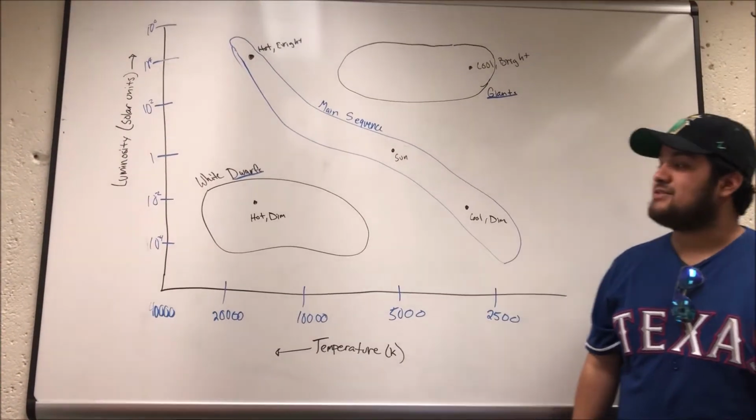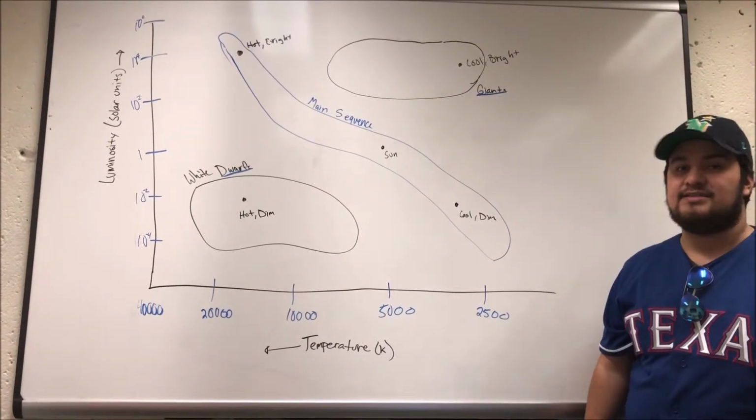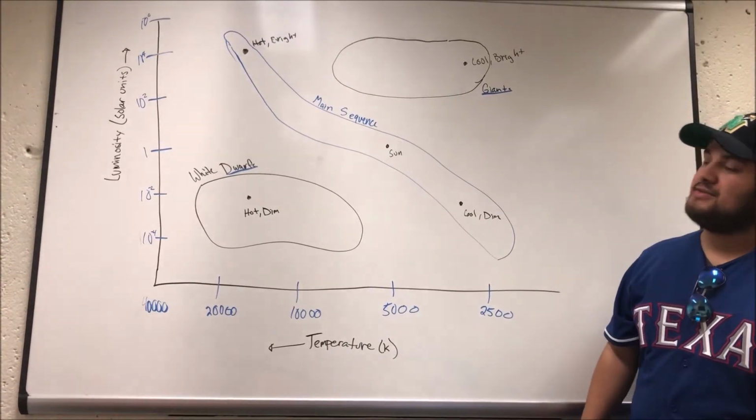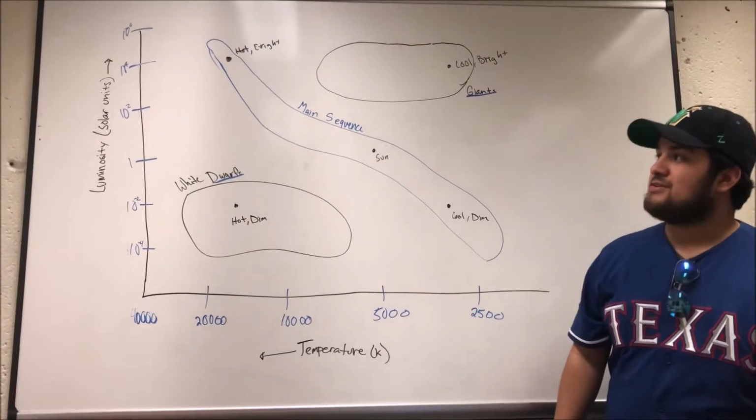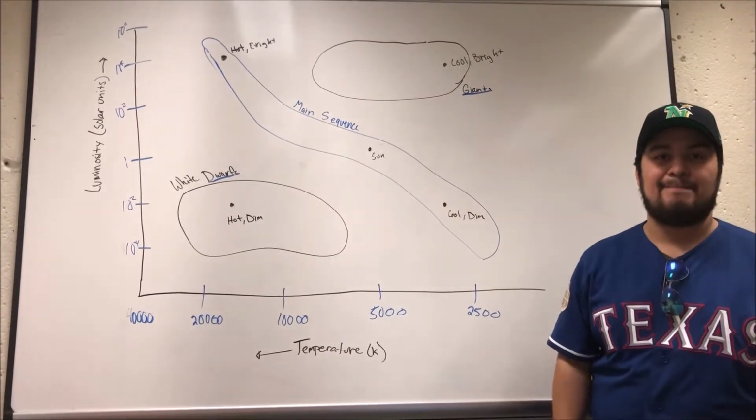This is done through the comparison of the X and Y axes, the X-axis being temperature measured in Kelvin, and the Y-axis being luminosity, which is measured in solar units. Solar units are derived from the luminosity measurement of our sun, which is measured at 1.